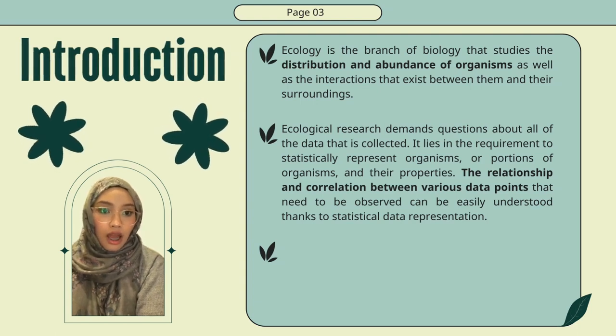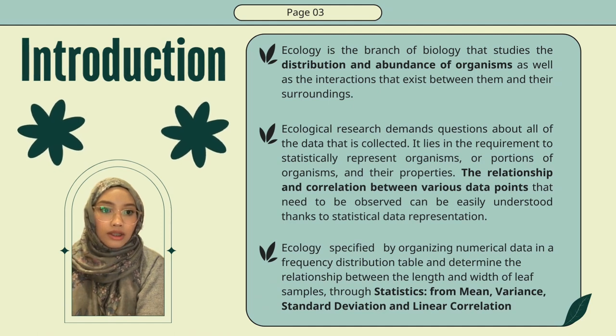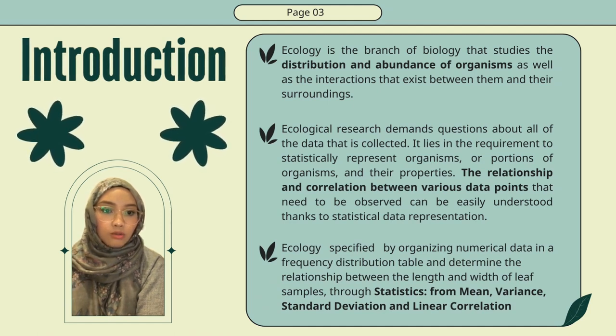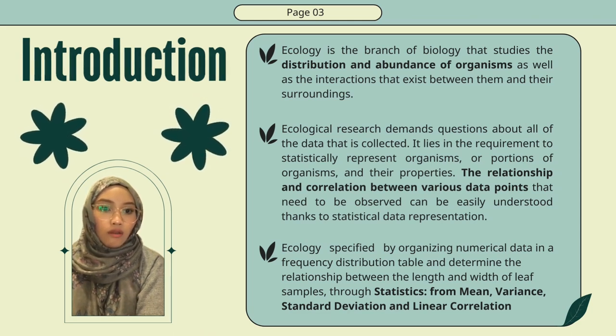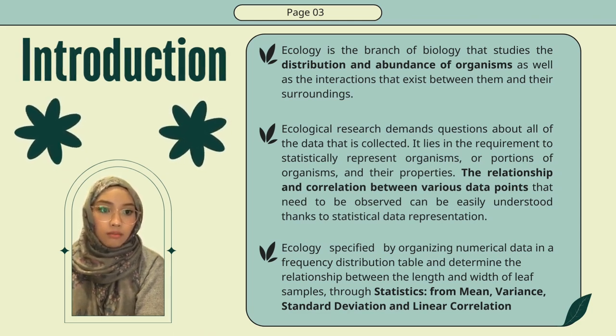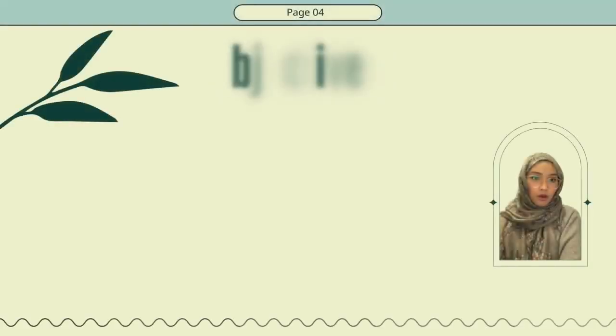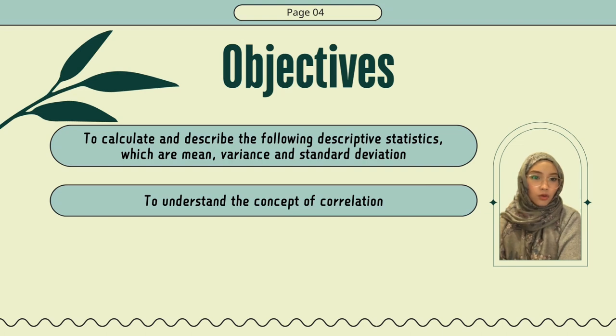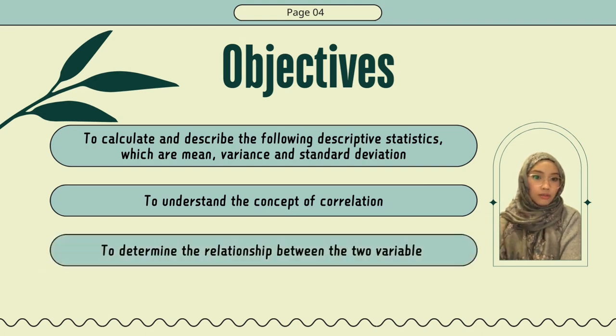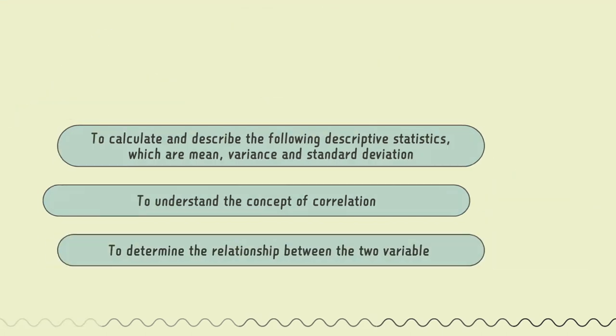data representation. Ecology is specified by organizing numerical data in a frequency distribution table and determining the relationship between the length and width of leaf samples through statistics from mean, variance, standard deviation, and linear correlation. The objectives of these experiments are to calculate and describe the following descriptive statistics, which are mean, variance, and standard deviation. Next, to understand the concept of correlation, and the last is to determine the relationship between the two variables.